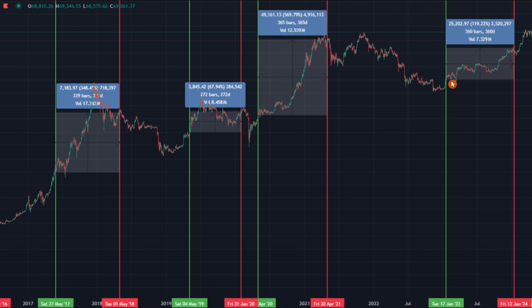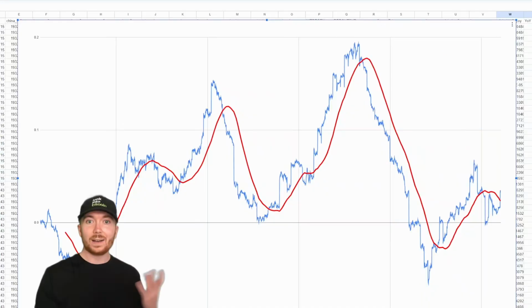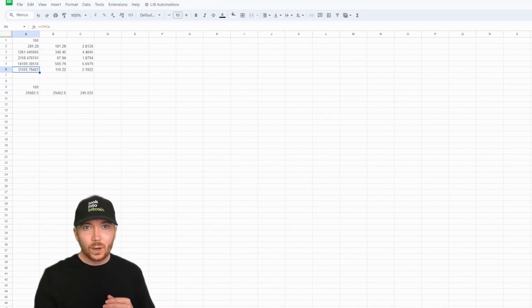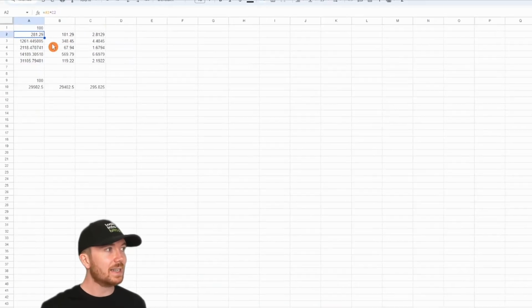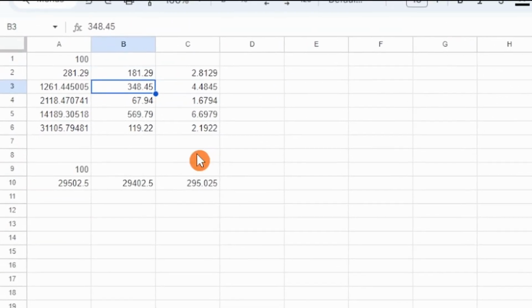So we can see it's not as if we're buying and selling the exact tops. This is just removing huge drawdown periods and compounding the returns. So if I go back to this chart here, add myself back on, and then we go to this sheet here, we can actually see how this is calculating. We can see that the first one we had 181.29% returns, then 348.